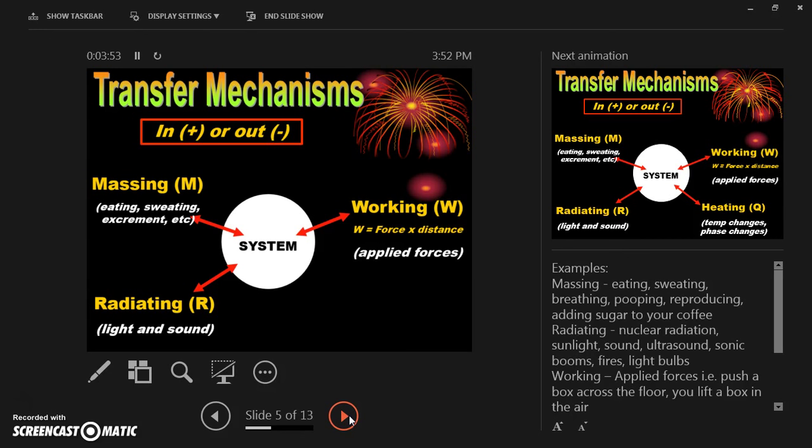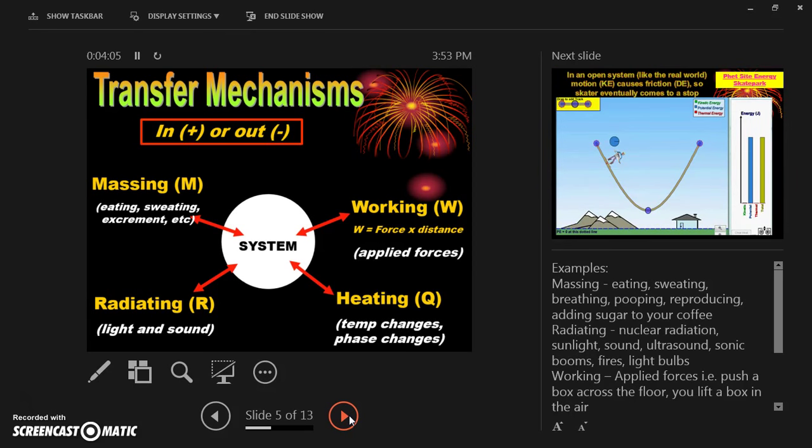It essentially comes from some force that's applied over some amount of distance, energy being used to do work, in or out. And the last transfer mechanism would be heating, symbol capital letter Q. If the system takes in heat, that's a way of inputting energy. Or if the system gives off heat, that's a way of energy exiting the system.